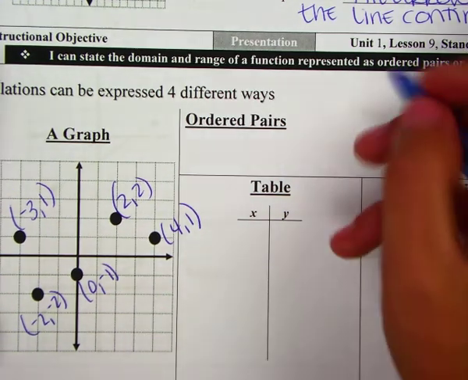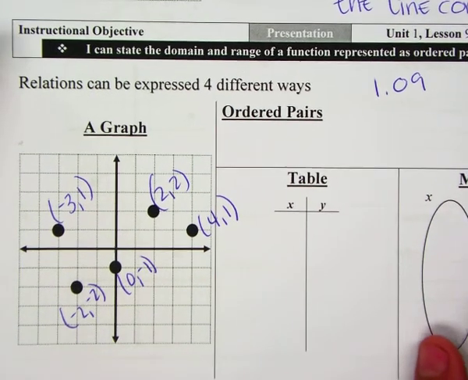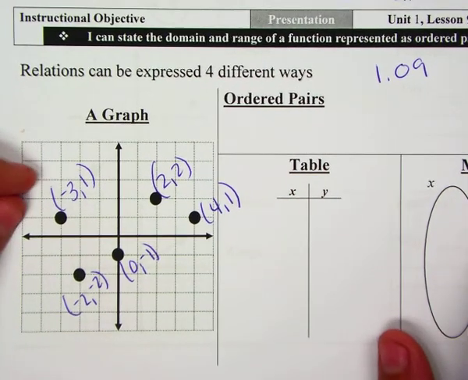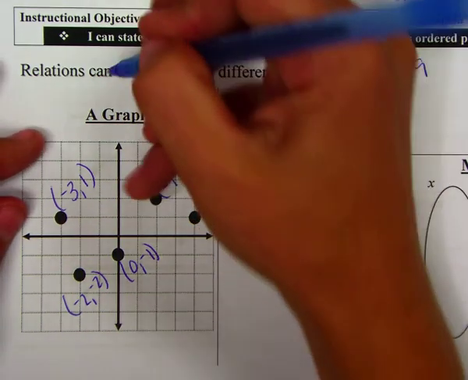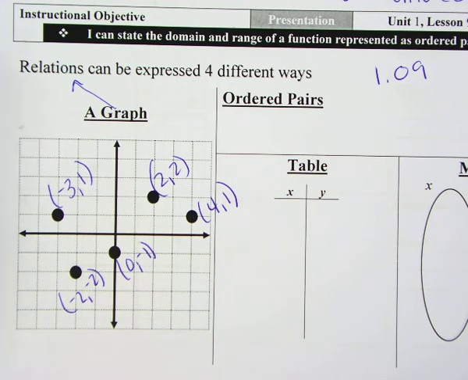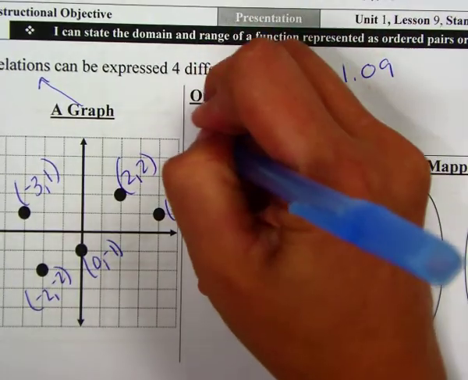Okay, this is lesson 1.10 or 1.9, which is domain and range. So really quick, just to review, I wrote the ordered pairs of all of the coordinates. This graph is a graph of a relation, just a relationship. And so if we were to list these as ordered pairs, we just literally list them.